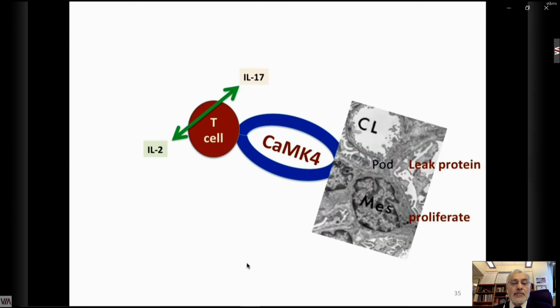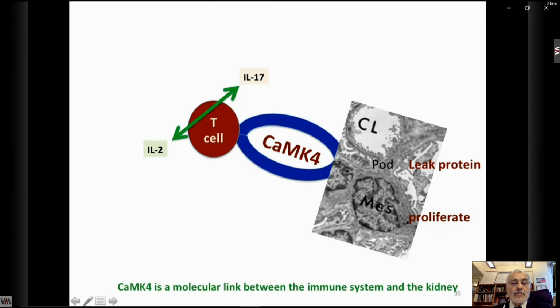With this, I want to summarize and finish with exactly the same cartoon I started with, indicating CAMK4, which I call a link. It's a molecule that simultaneously dictates the malfunction of T cells in lupus patients, and simultaneously the function of resident cells in the kidney, the podocytes and the mesangium.